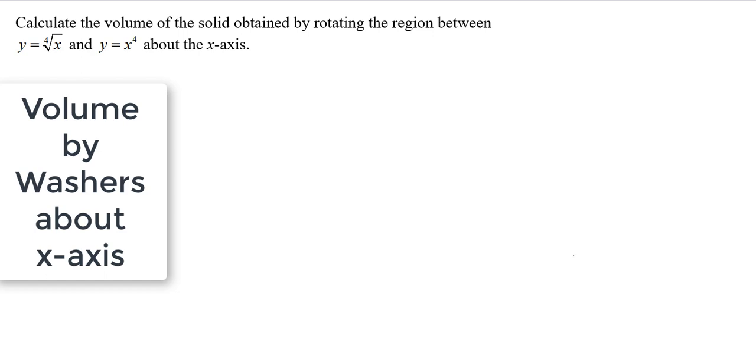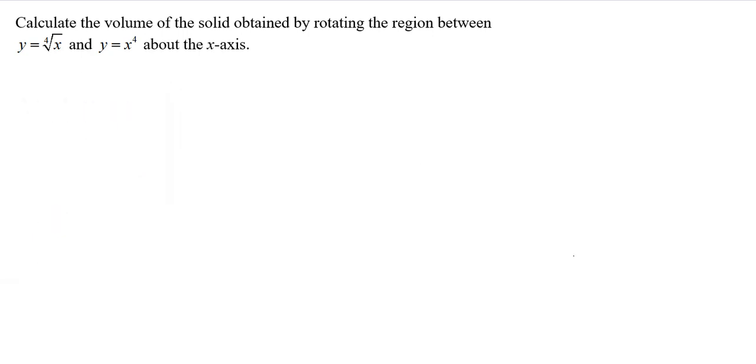This problem describes a solid of revolution created by rotating the given region about the x-axis, and we are asked to find the volume of this solid. We begin with a sketch of the region in 2D. We need a y-axis and an x-axis.